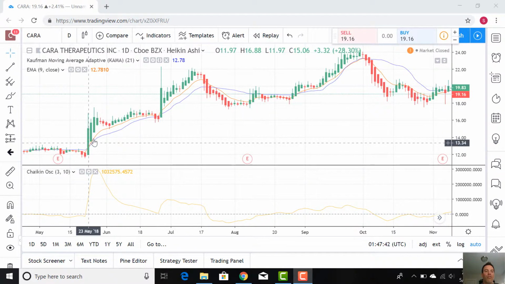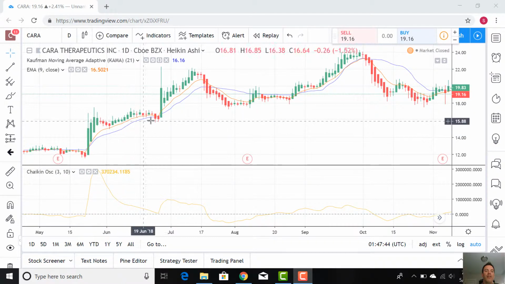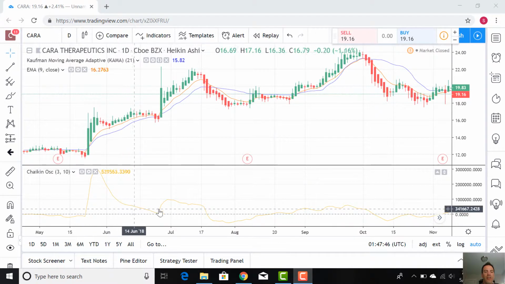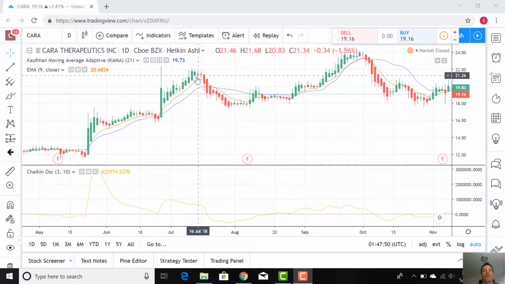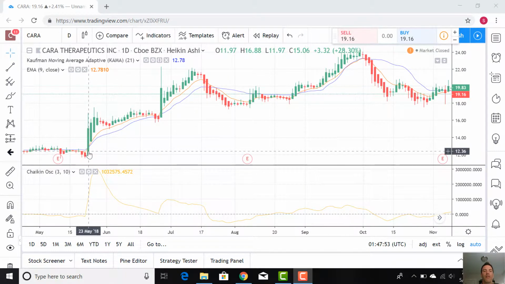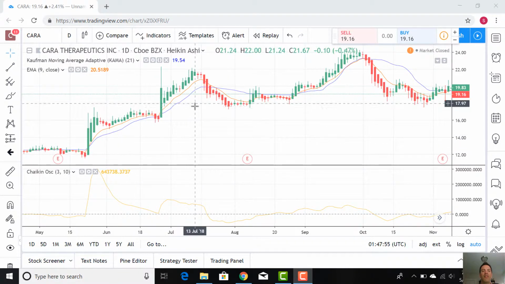And the moving average, the orange line, the exponential, stays above the blue line. Our Chaikin stays positive. So we would have been in that trend the entire time using these. That's huge gains from 12 to 21. Really tough to see those types of gains in non-cannabis stocks.